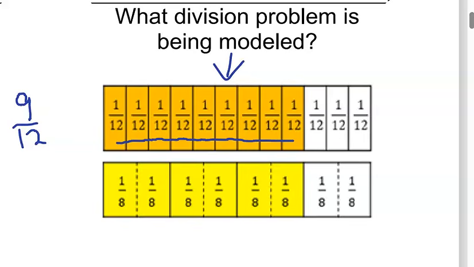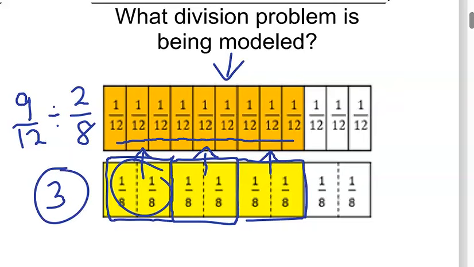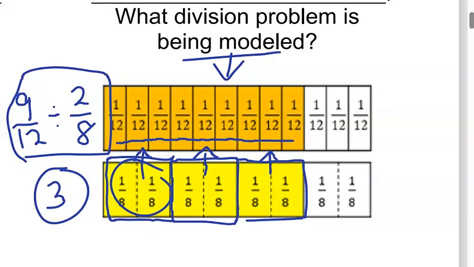Then what we're doing is taking groups of 1/8 and seeing how many of them go into our 9/12. How many do we have per group? There's 2, right? So it's going to be divided by 2/8. So 9/12 divided by 2/8, and obviously we can see that the answer is going to be 3. They're not even asking that, but they're asking for this: 9/12 divided by 2/8 is the division problem that is being modeled down here below.